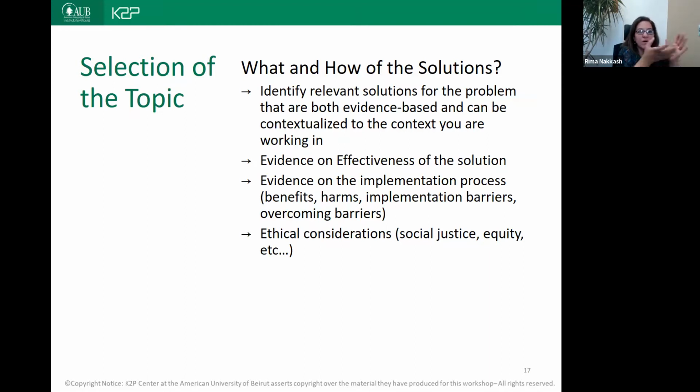What are the benefits and harms? What are the potential barriers? If there is any implementation research that has been conducted that has identified barriers to policy implementation, what are the ethical considerations to the approach, to the public health solution that we are aiming to advocate for?